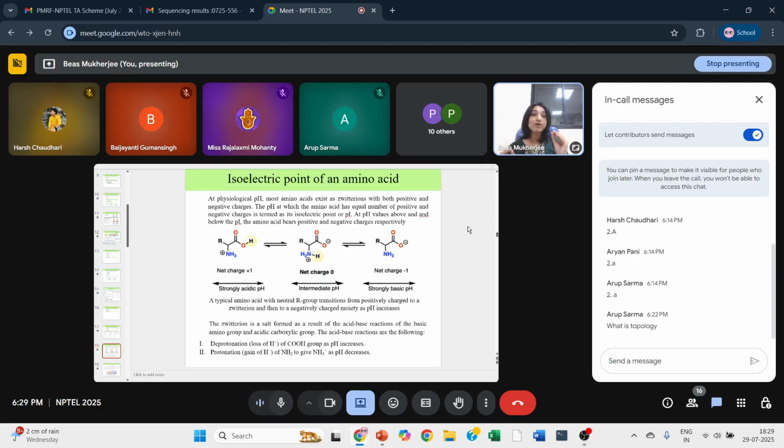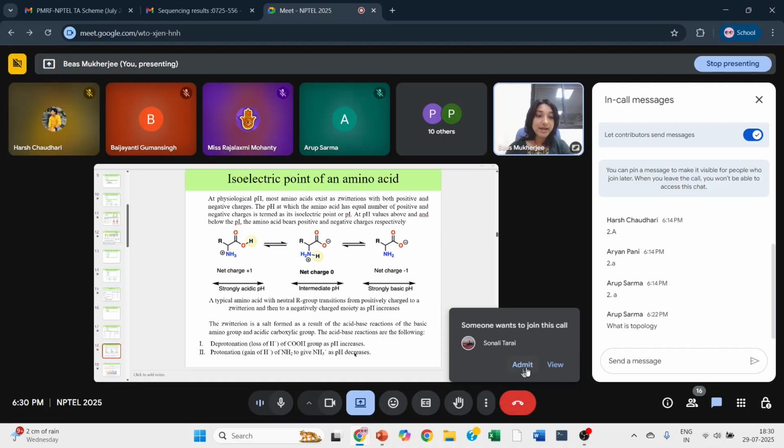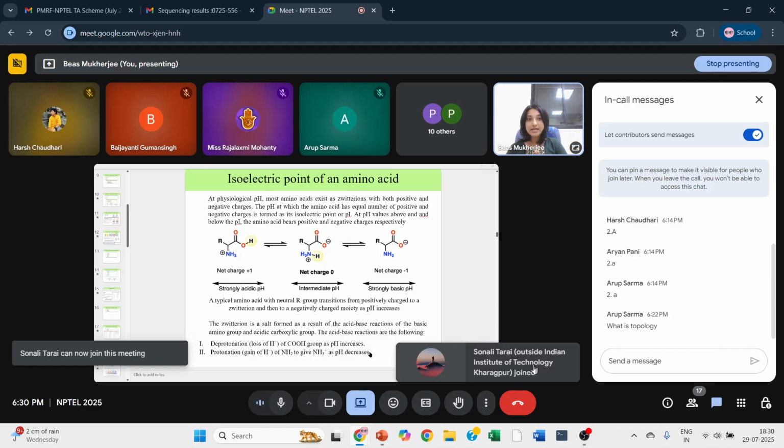Then the pKa of the COOH group is around 2 point something. So when you increase the pH to 2 point something, or let's say 3, this COOH group leaves one H plus ion and becomes COO minus. Now at intermediate pH, there is COO minus and NH3 plus, so it exists as a neutral zwitterion. Then as you increase pH further, this NH3 plus releases the H ion and becomes NH2. So this is what happens when only the main chain is concerned.